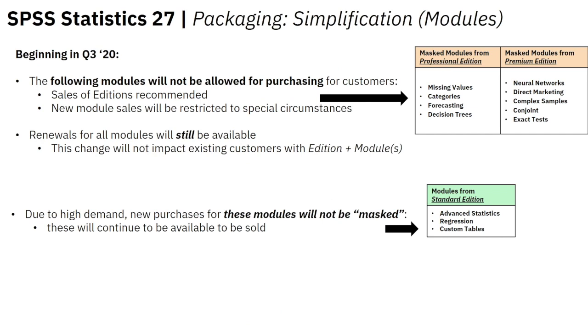Now, the other simplification brought in version 27 is that moving forward, obviously you can purchase only the editions, you can't purchase the individual modules. The only exception is, if you purchase the base edition, you can purchase any modules from the standard edition, which is the advanced statistics, regression, and custom tables, since these are the modules in highest demand. For all of the other modules, you'll have to purchase the edition that they fall under, or if you really need those modules under exceptional circumstances, you can reach out to us with some justification for the purchase and we can work it out for you, right?